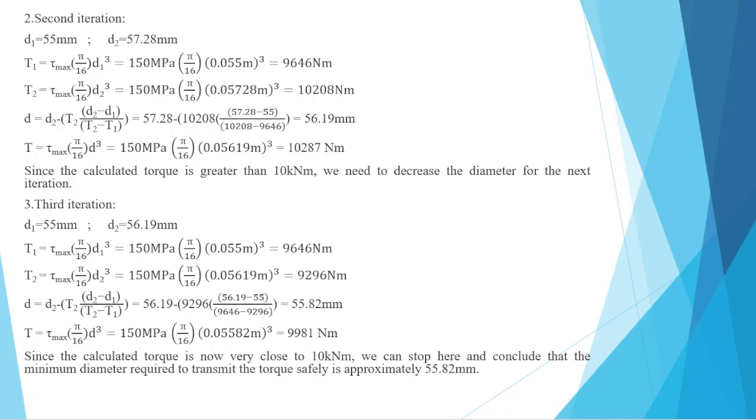We then calculate t1 and t2 by using d1 and d2, and then calculate the estimate of the diameter d, which gives us 55.82 millimeters. Then we compute the torque at d equals 55.82 millimeters, which gives us 9981 newton meters. Since the calculated torque is now very close to 10 kilonewton meters, we can stop here and conclude that the minimum diameter required to transmit the torque safely is approximately 55.82 millimeters.